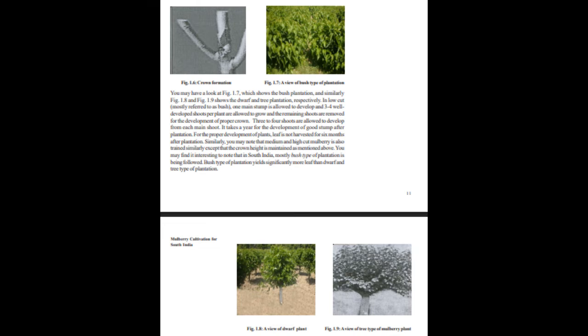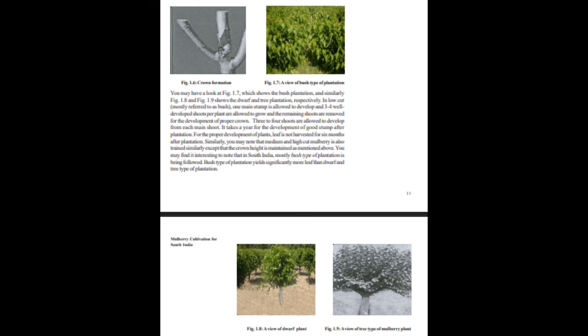In low cut, mostly referred to as bush, one main stump is allowed to develop and 3 to 4 well-developed shoots per plant are allowed to grow and the remaining shoots are removed. For the development of proper crown, 3 to 4 shoots are allowed to develop from each main shoot. It takes a year for the development of a good stump after plantation. For the proper development of plants, leaf is not harvested for 6 months after plantation.